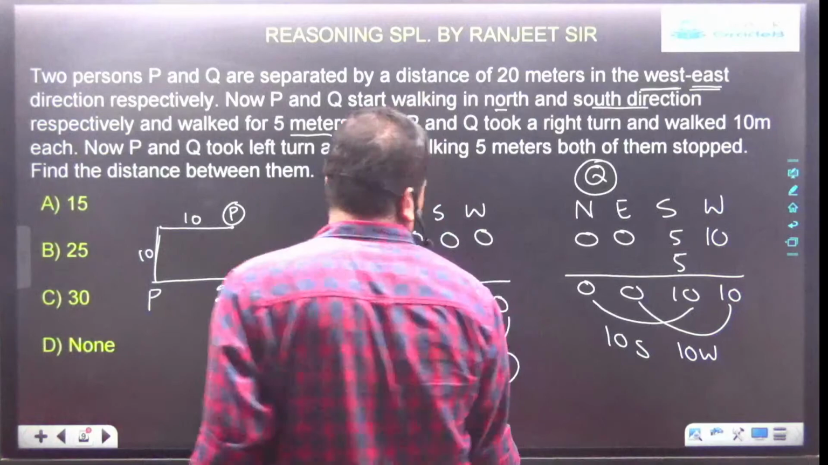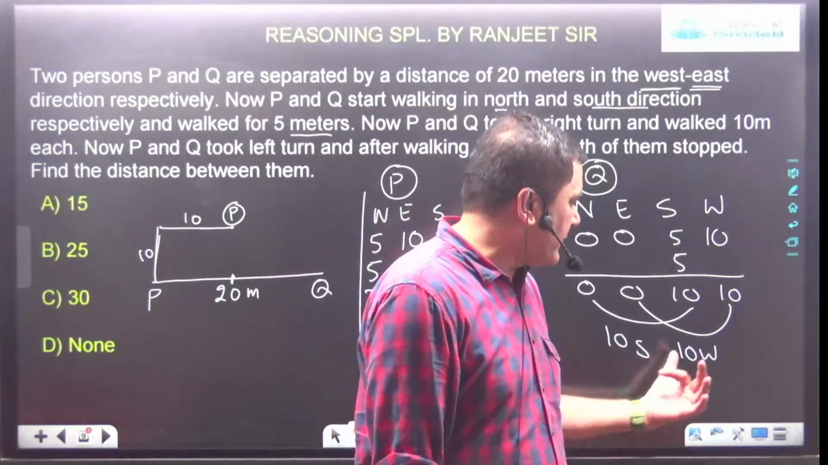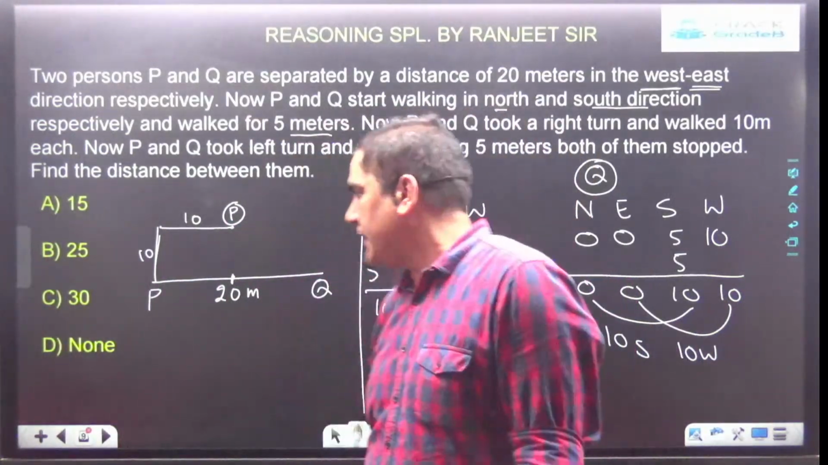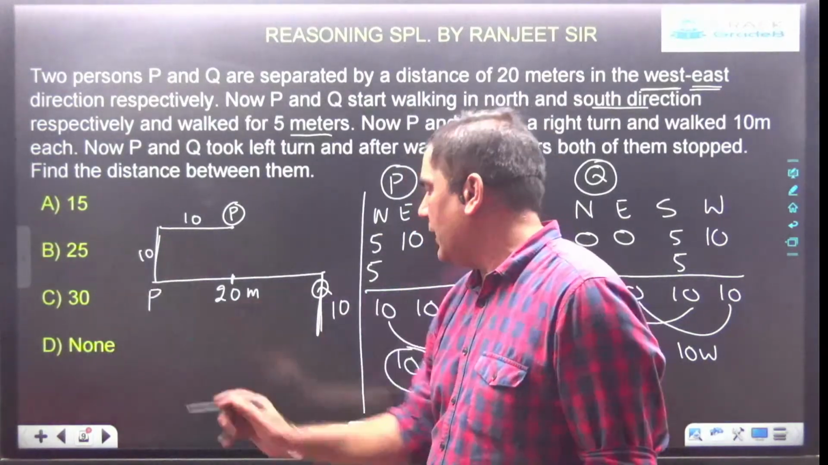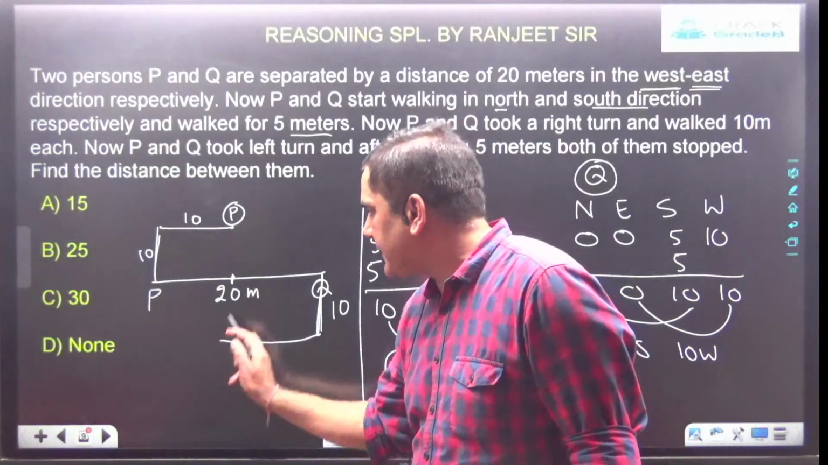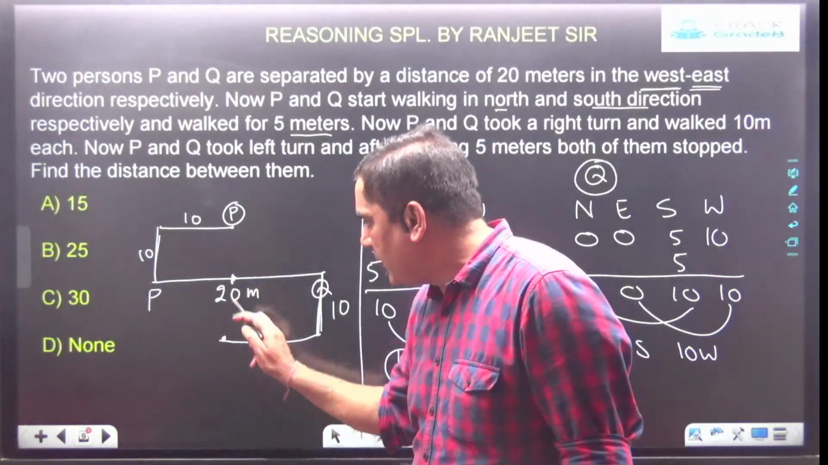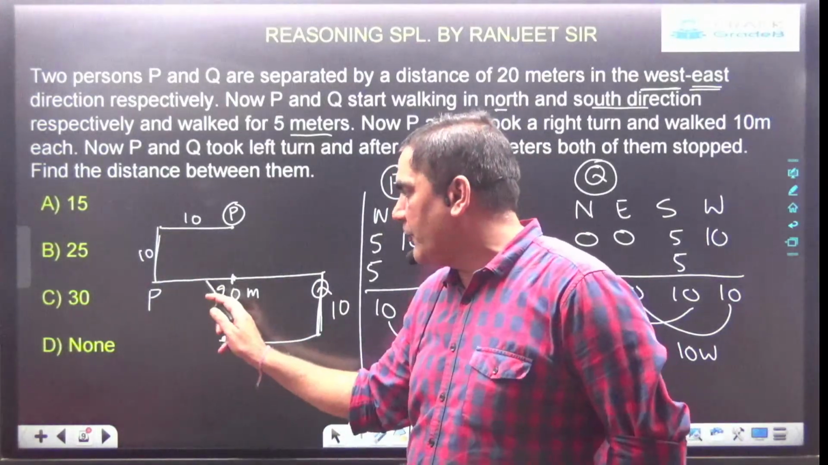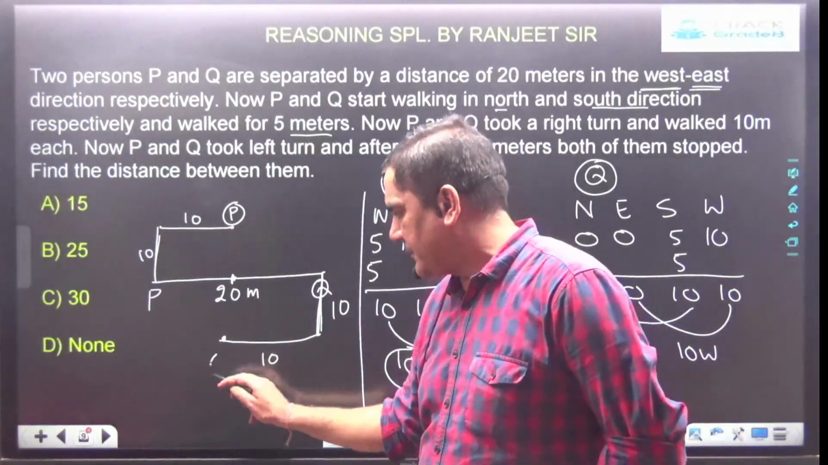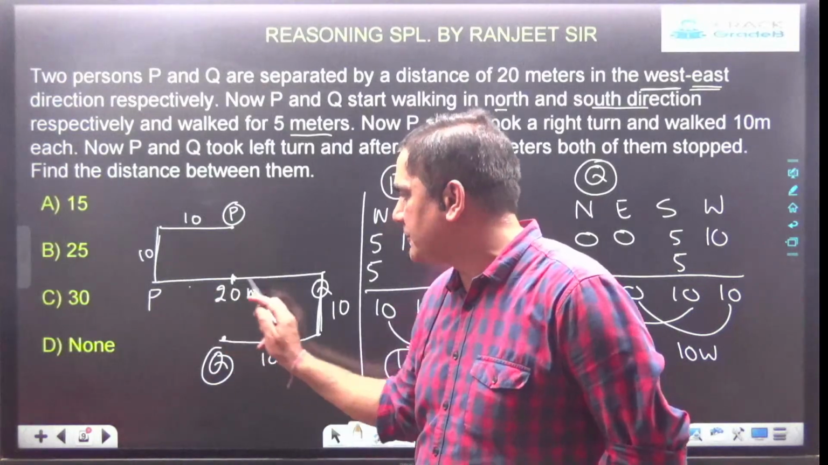Now let's go for Q. Q goes 10 meters south and 10 meters west. South means below, so 10 meters below, and west means left. So 10 meters will be exactly just below this one. This will be 10. Total is given to be 20, so the midpoint will be 10. So this 10 and this 10, this will be 10, this will be 10.